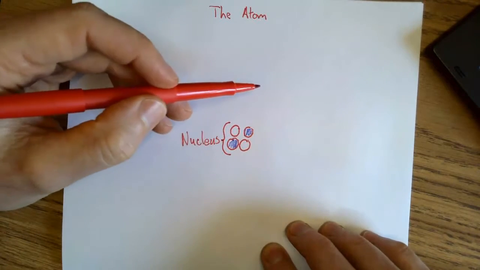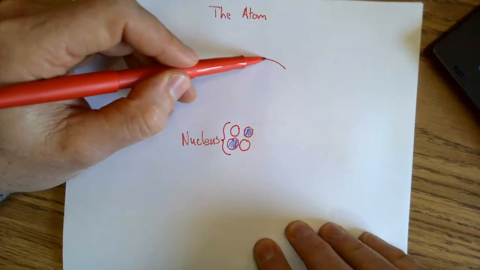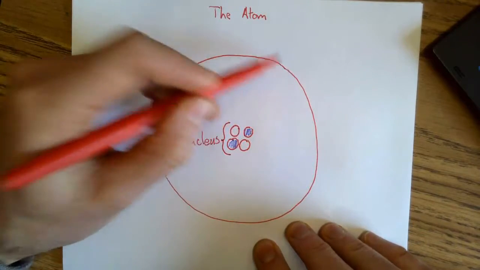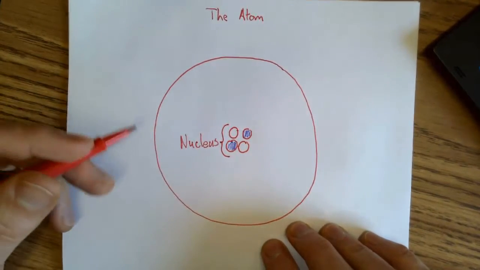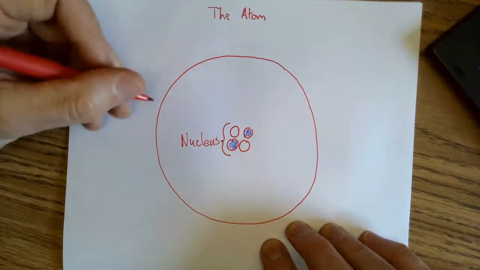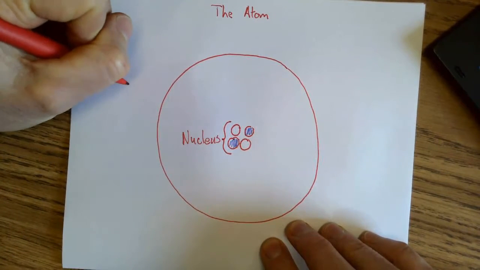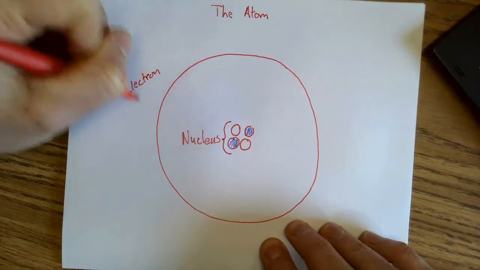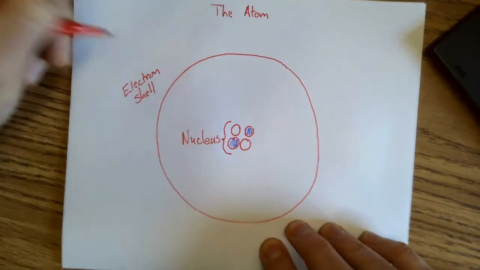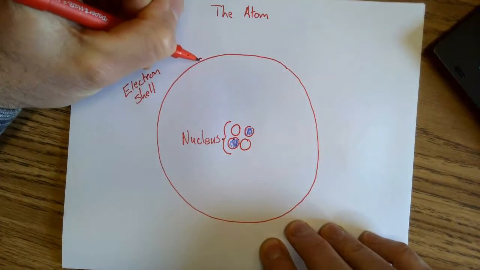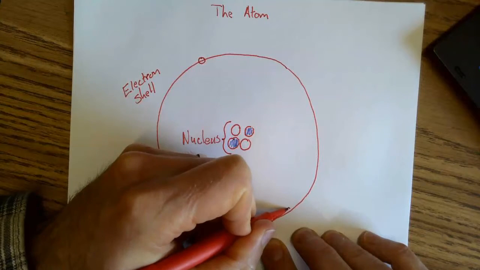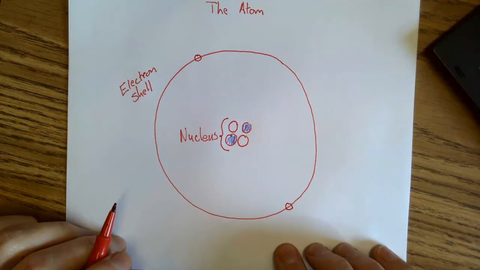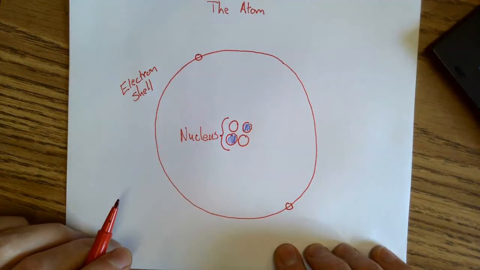Then there's an outside part of the atom. We usually show it like a big circle. There's lots of different names for this big circle. Some people call it the energy ring, some people call it the electron shell. There's different names for it, but the point is this: these rings are where the electrons can be found. I'm going to draw my electrons as two little circles on the outer ring.